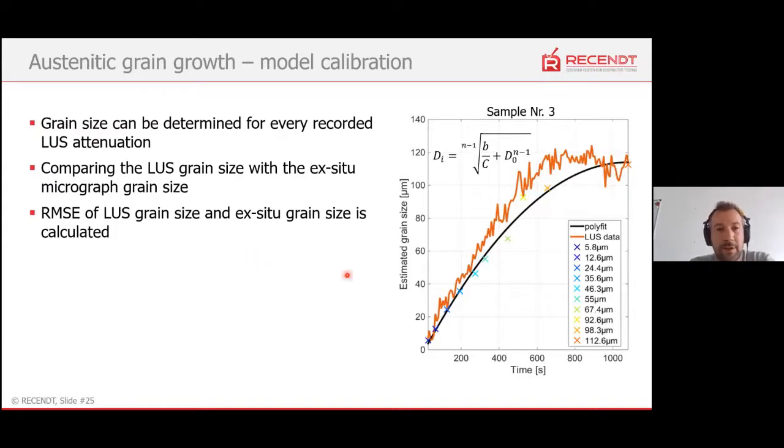In this picture you can see the comparison of the estimated laser ultrasound grain size with the in situ micrographs from the analyzers. And then we calculate the root mean square error of the laser ultrasound grain size and the in situ grain size.